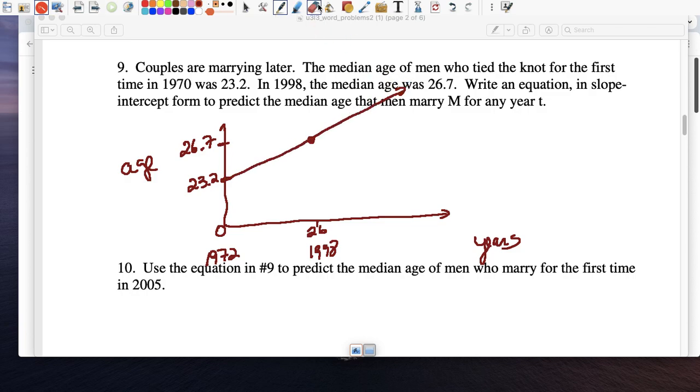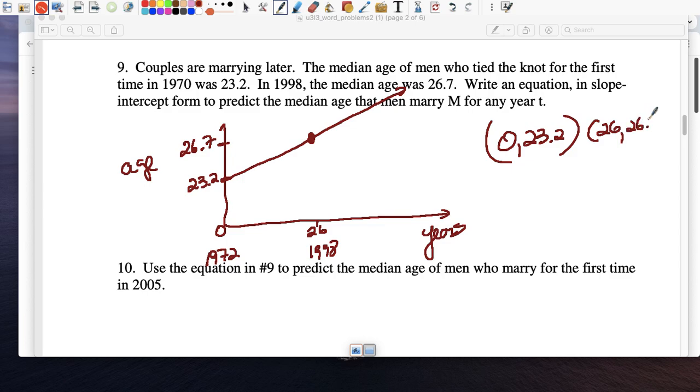So they want the equation. Well, don't I have 2 points? I have the first point here, 0 and 23.2. Then I have my other point right here, which is 26 and 26.7. Okay, so we can find the equation of the line.